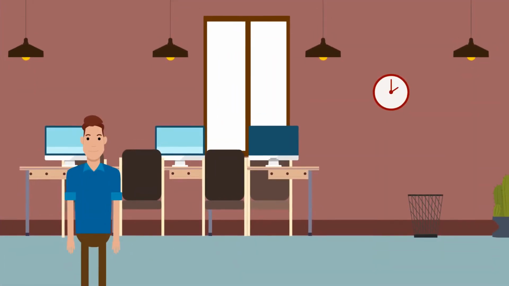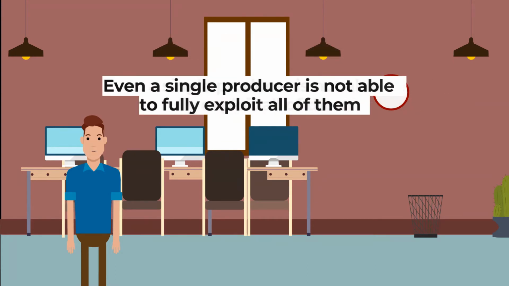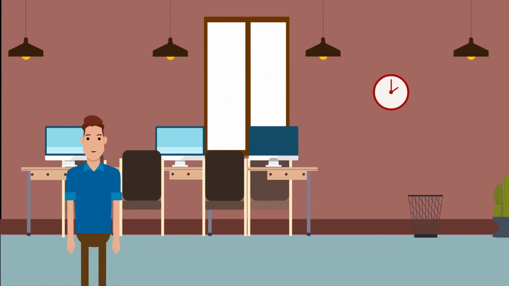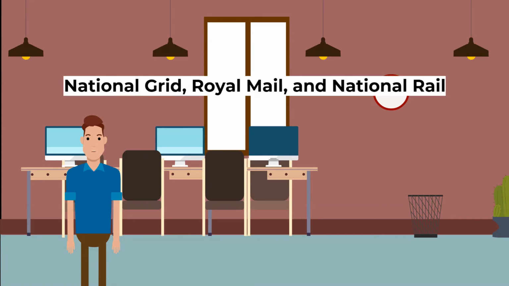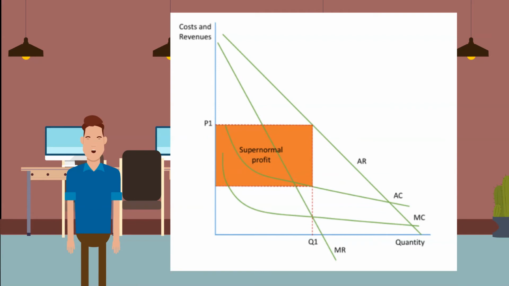Now, let's look at natural monopolies. Some companies are said to be natural monopolies. In these industries, the economies of scale are so large that even a single producer is not able to fully exploit all of them. These are decreasing cost industries. There are no pure natural monopolies in real life, but some examples include the National Grid, Royal Mail, and National Rail. The diagram shows a natural monopoly.